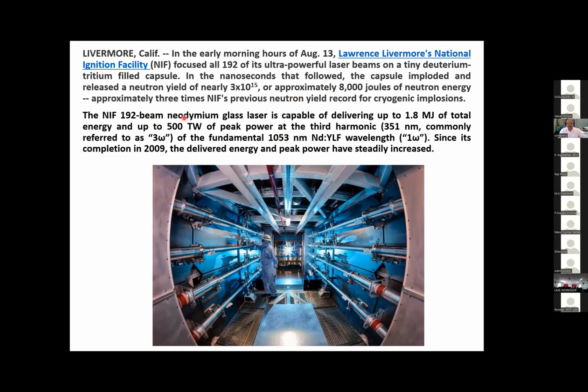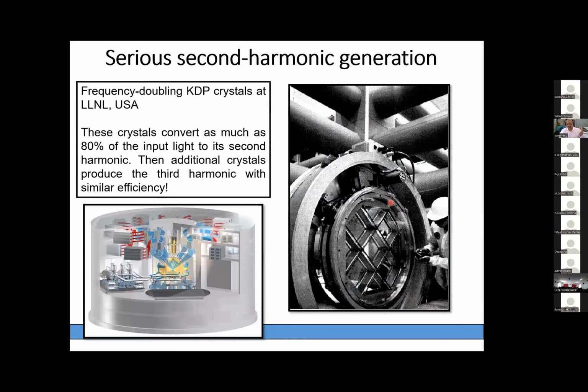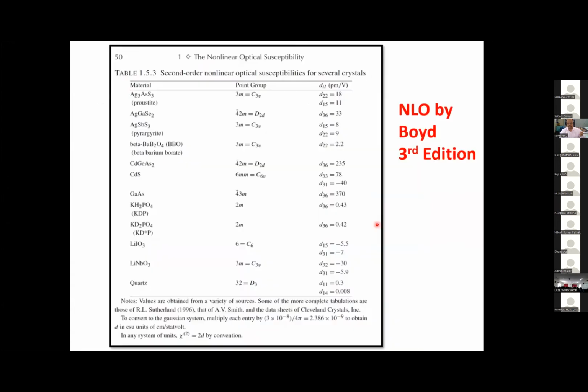So 192 beams, an Nd glass laser is used. They deliver up to 1.8 megajoules, which means 1.8 times 10 to the power 6 joules of total energy, 500 terawatts of peak power at the third harmonic. That's why you see all this blue color, 351 nanometers, which is converted from the fundamental of 1053. So these are the experiments which are going on at present in the US, and for this you need third harmonic generation. You need very large crystals, and the whole crystal growth is a booming area in our country especially. So a lot of care needs to be taken when you grow these kinds of large dimension crystals.